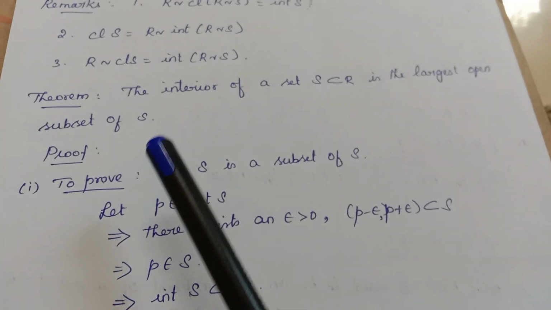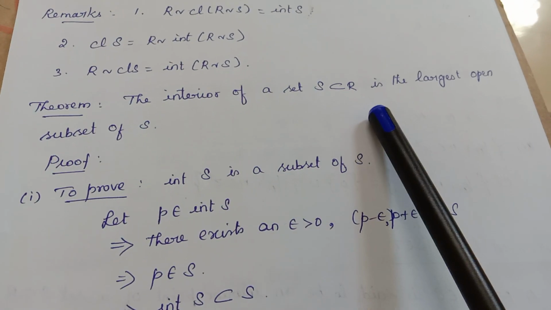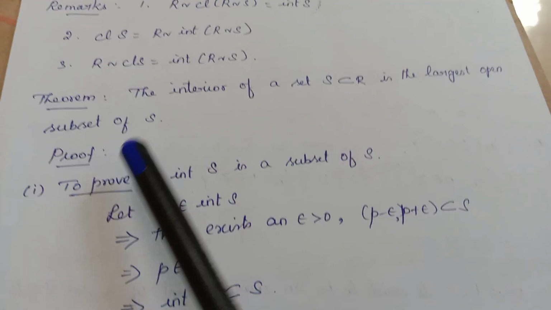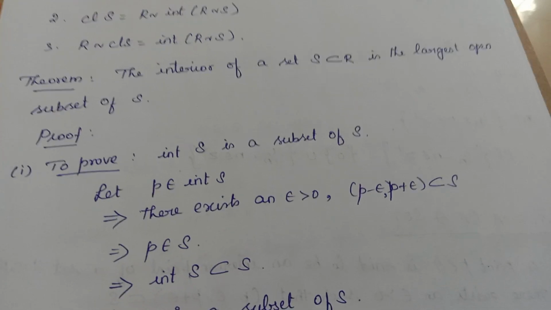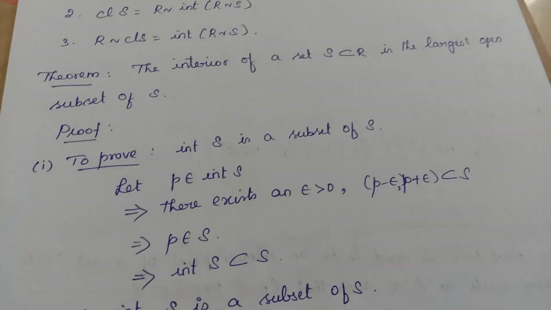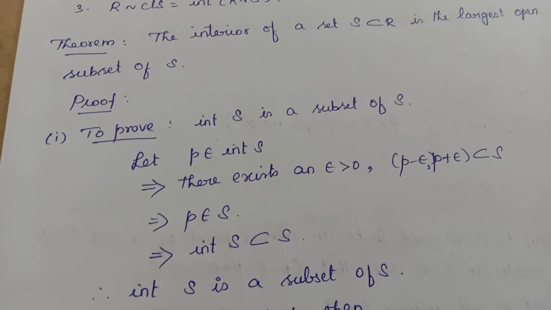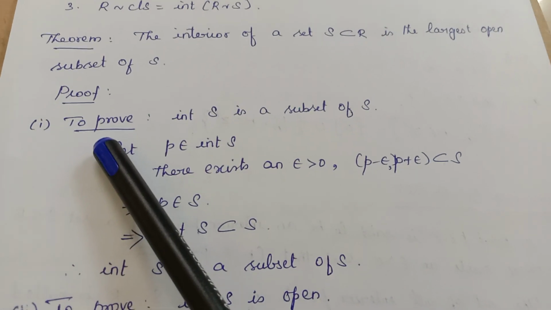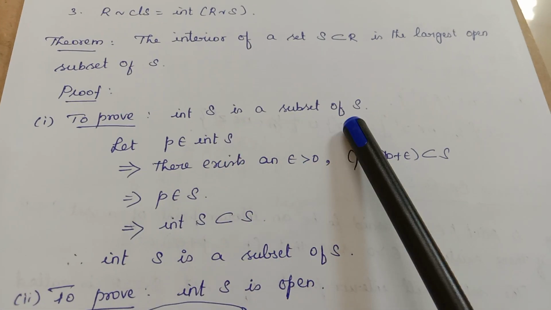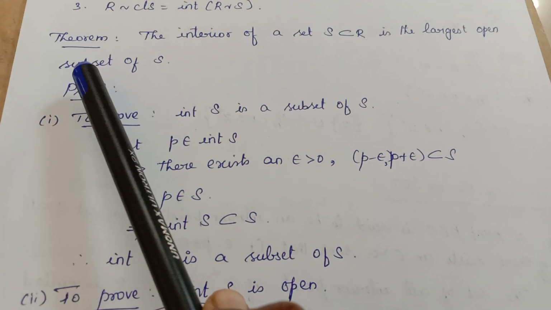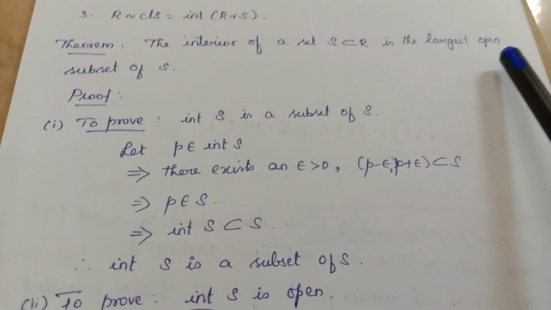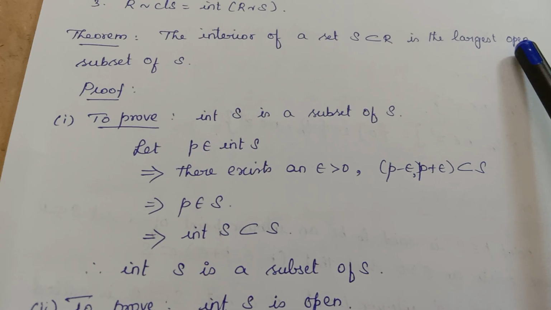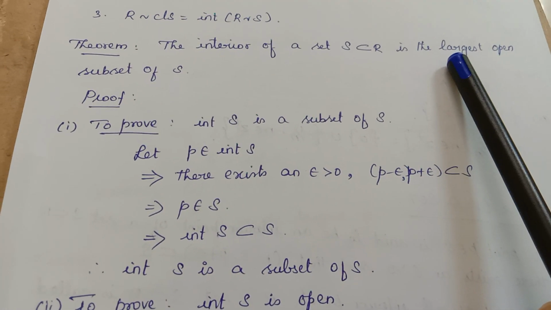Now, next theorem: the interior of a set S contained in R is the largest open subset of S. That is, the collection of all interior points of a set is the largest open subset of S. So three things are here. In the first step, I am going to prove the interior is a subset of S. Next, I am going to prove it is an open subset. And then I am going to prove it is the largest open subset.